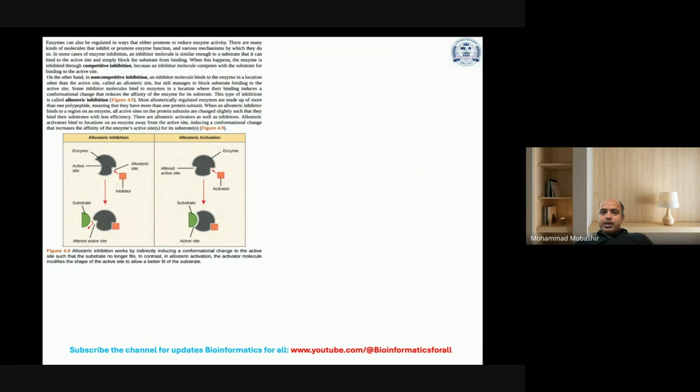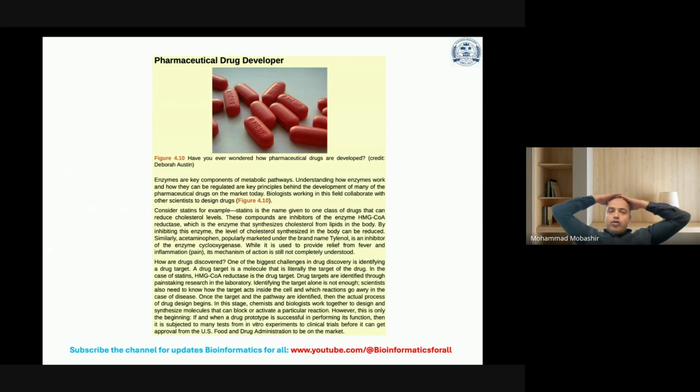So what is allosteric inhibition and what is allosteric activation? Here what you are seeing is that allosteric inhibition works by indirectly inducing a conformational change to the active site. Now, with respect to allosteric inhibition, allosteric activation is where the activator molecule modifies the shape of the active site to allow a better fit of the substrate. So then what is the role of these enzymes and how is this concept useful for our daily life?